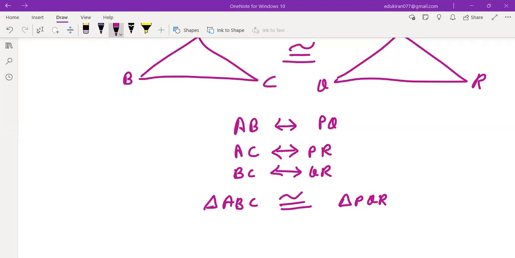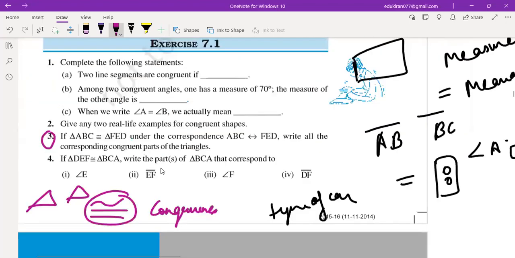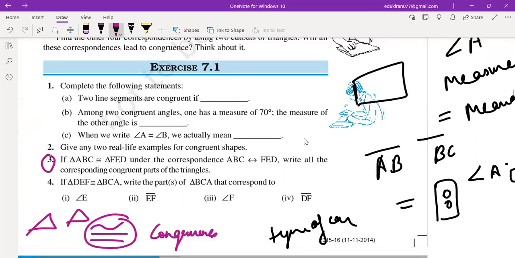Clear? What you have to do in this question: the triangles are congruent, and you will draw the figure and then write the corresponding parts.